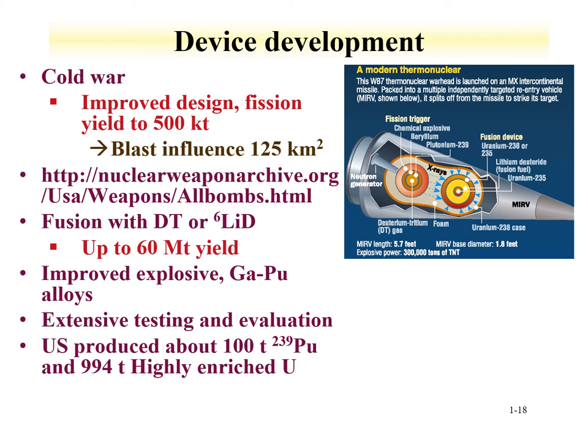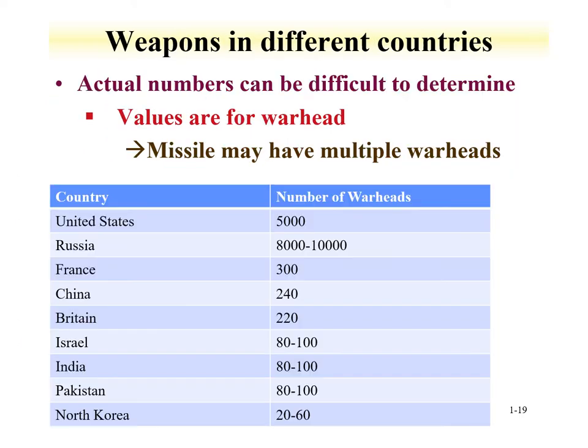Obviously, at UNLV, we understand this from the Nevada test site. Historic tests were performed there. In the Soviet Union, they also had similar test sites. And the U.S. produced about 100 tons of plutonium-239 and almost 1,000 tons of highly enriched uranium during the Cold War effort. Information about the number of warheads in different countries is shown here.